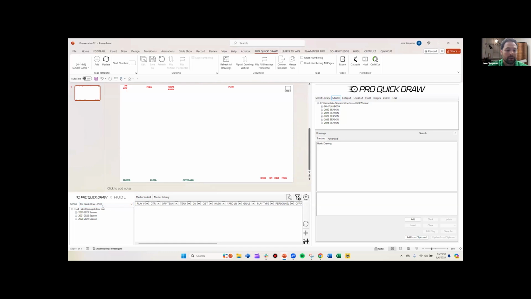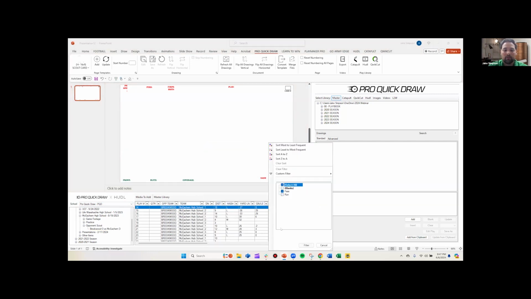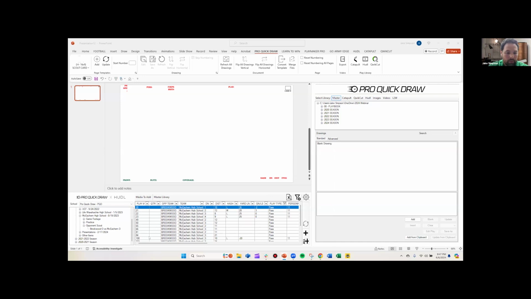So I can go in here, same deal, and I go future opponent, and then Rookwood versus O, and then same deal like in Huddle, I can go filter for pass. Boom, just showing that off. And now we can go right here to play 100 and double click.